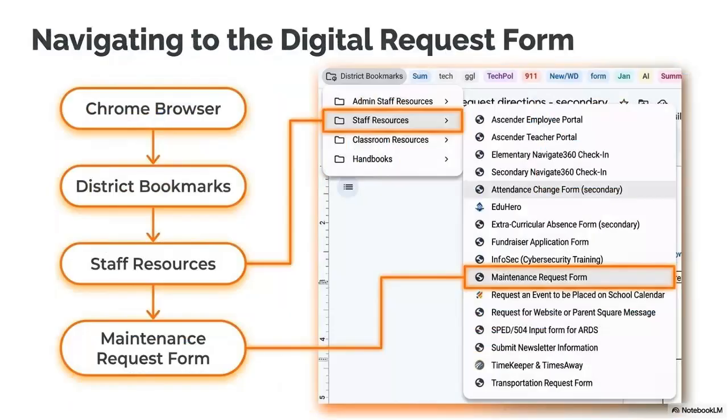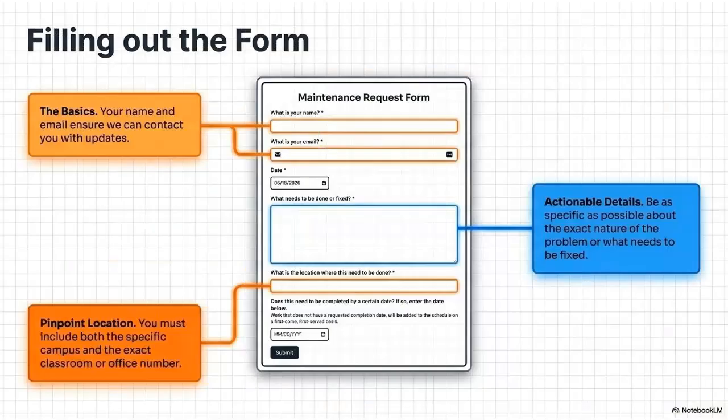To find the form, go to the district bookmarks in Chrome. Click on the Staff Resources folder and then select the Maintenance Request Form link. When the form opens up, enter your name and email. Verify the date is correct. Enter a description of what needs to be done or fixed. Give a specific location.